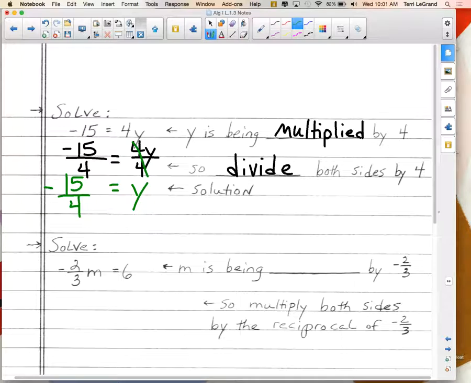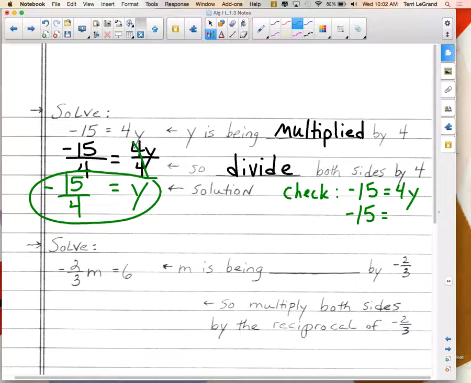Negative 3.75, yeah. Okay, let me show you why. You can do this in your notes if you want. If we are checking this one, we have negative 15 equals 4y. When we put it in improper fraction form, here's what happens. We have positive 4. We can make that into a fraction.